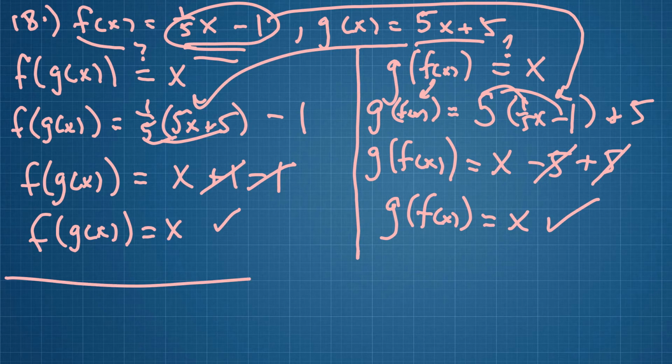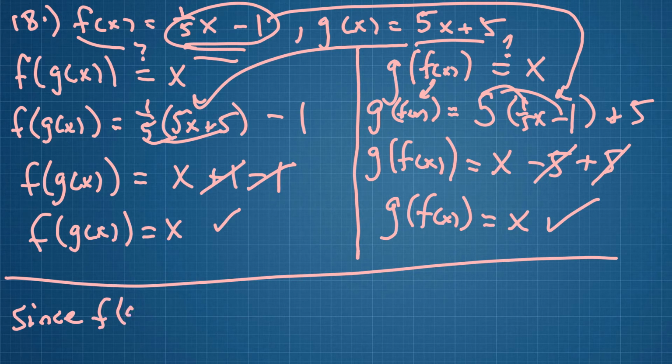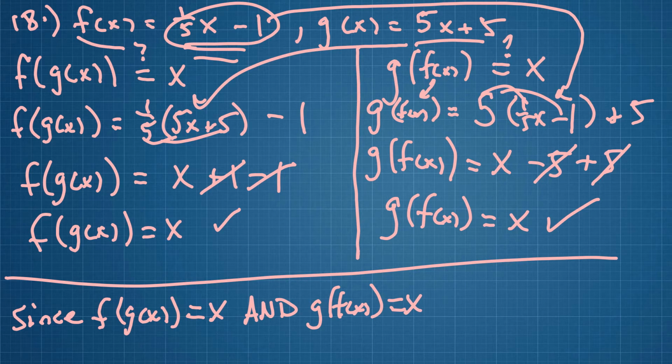My last thing is my closing argument, so I have to say, since f of g of x equals x and g of f of x equals x, they are inverses. And that's it.